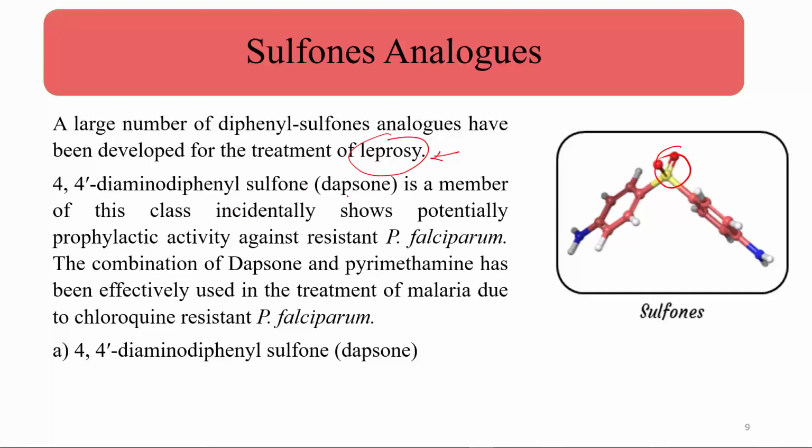4,4-diaminodiphenyl sulfone, dapsone, is a member of this class, and incidentally shows potential prophylactic activity against resistant P. falciparum. The combination of dapsone and pyrimethamine has been effectively used in the treatment of malaria due to chloroquine resistance. If the Plasmodium falciparum is resistant to chloroquine, then we can use the dapsone plus pyrimethamine combination. So that is the only drug falling in this class: dapsone.